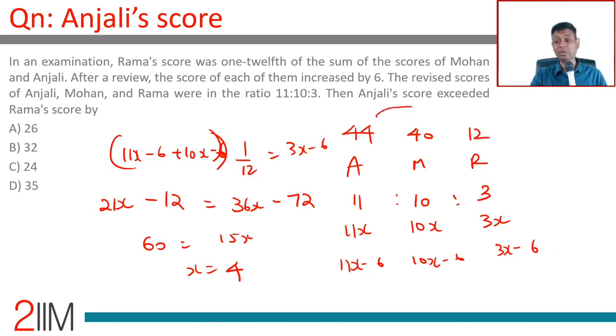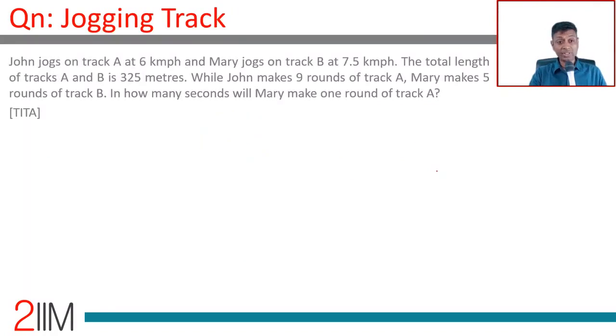So Anjali's score exceeded Ram's score by 32. Even before revision it would have been 32, because each of them is getting 6 more. The difference is not going to change. 44 minus 12, 32.